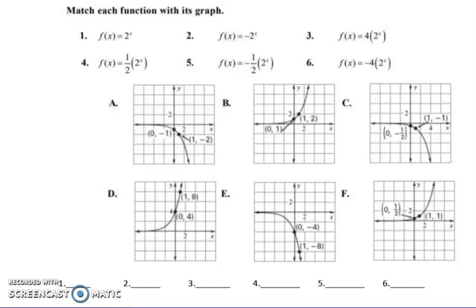D, F, C, E, or most of it. So let's see if that's right. So I got my basic 2 to the x function. I'm going to start with this one.